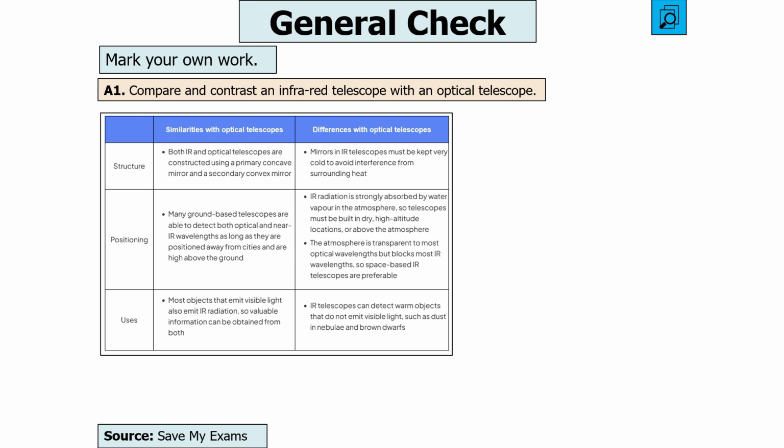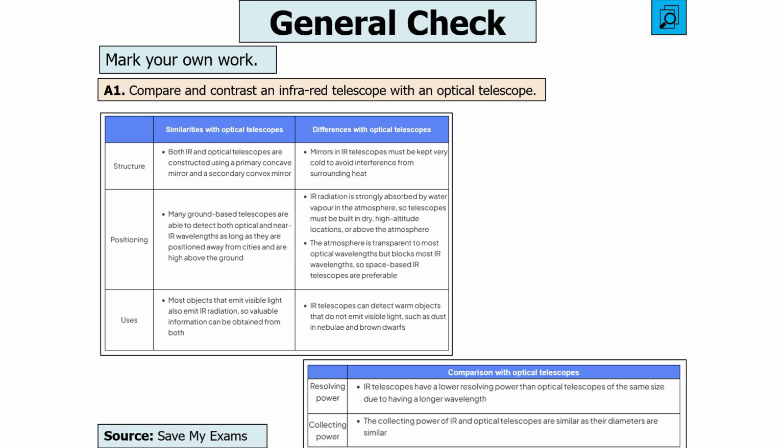And in terms of uses, most objects emit visible light and infrared radiation, so you can get information on an object from both these types of telescopes. Now, infrared telescopes can detect warm objects that don't emit visible light, such as dust in nebulae which has been heated up, or also brown dwarfs.